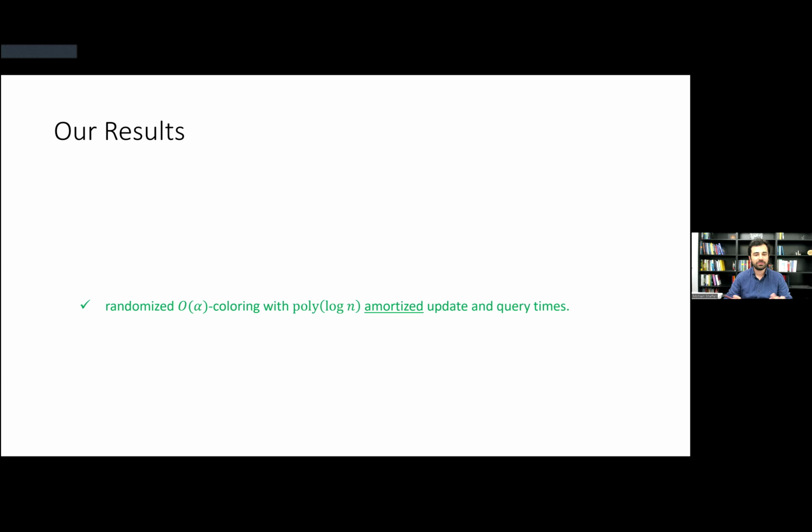So that's the end of the description of the amortized result that we have: order of alpha colors, polylog n query time, and polylog n update time. The query time is amortized. Let me say also a few words about how we turn this algorithm into one that has a worst case query time. The update time is always worst case, but how do we get also the query time to be worst case polylog n?